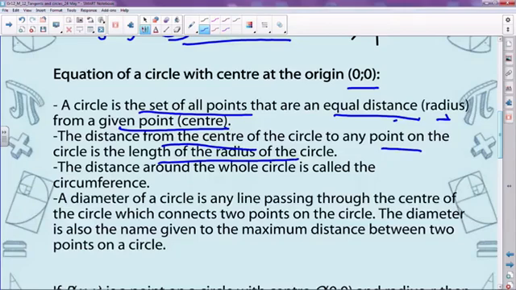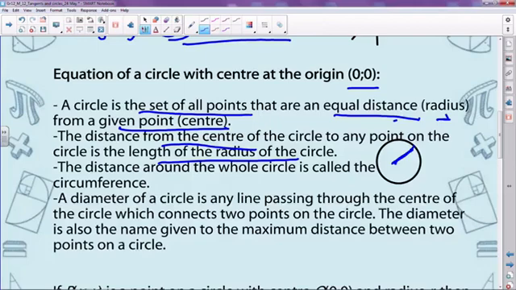Okay, so let's put a circle in here so that it makes sense as we refer to these points. Okay, just a little one. All right, so what we're saying is the distance from the center of the circle, and I'm not getting the center quite correct, but that's fine, it's just a rough sketch. So the distance from the center of the circle to any point on the circle circumference is called the radius.